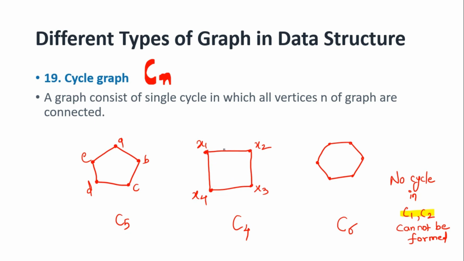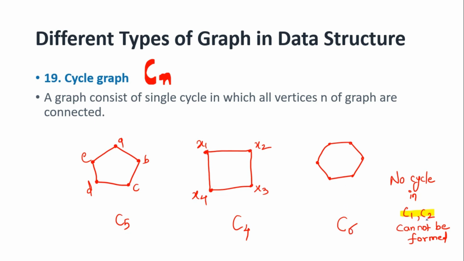Again here the cycle graph is having 4 vertices, all connected in a cycle, a C4 graph. A cycle graph is represented by C subscript n, where n is the number of vertices in the cycle graph. Now for 6 vertices in the cycle graph, I will have a C6 graph as this graph.